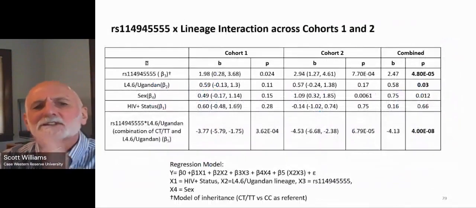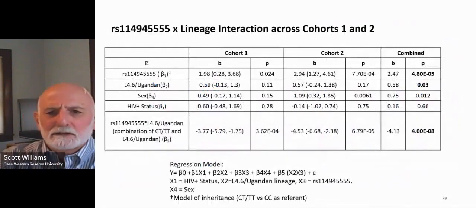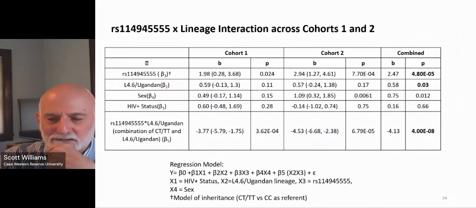So if we look at this, the SNP with the full model in the combined data is very significant, 4 times 10 to the minus 5. The lineage is significant when the interaction term is in the model. Remember, it was not at all significant in the model not adjusted for the interaction, and the interaction term is highly significant.